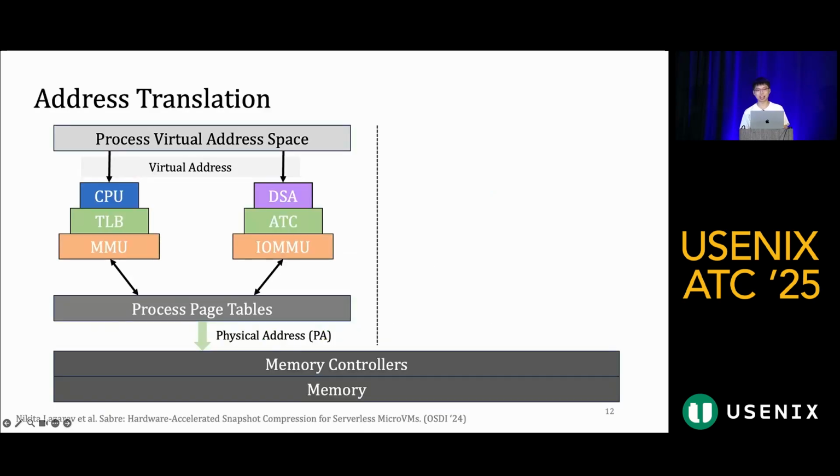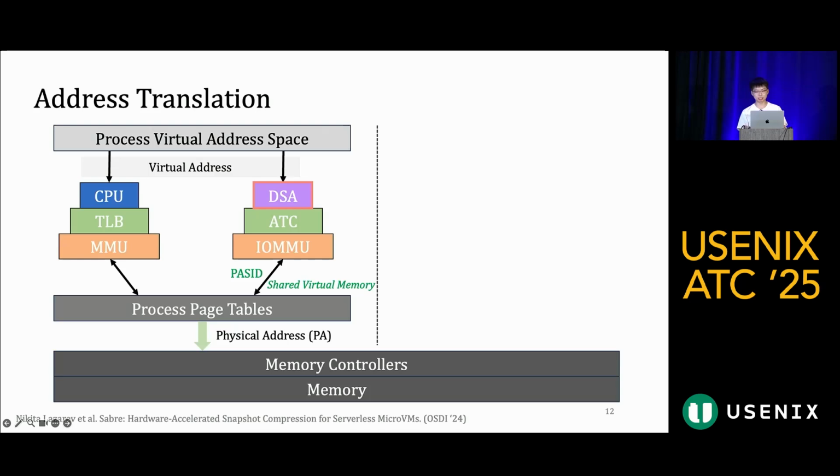Let's first look at how address translation works with Intel DSA. In user space, DSA supports virtual addresses that are shared with the process running on the CPU. This is the so-called shared virtual memory feature. Each process is assigned a 20-bit process address space ID, or PASID, which uniquely identifies its address space from the DSA's perspective.